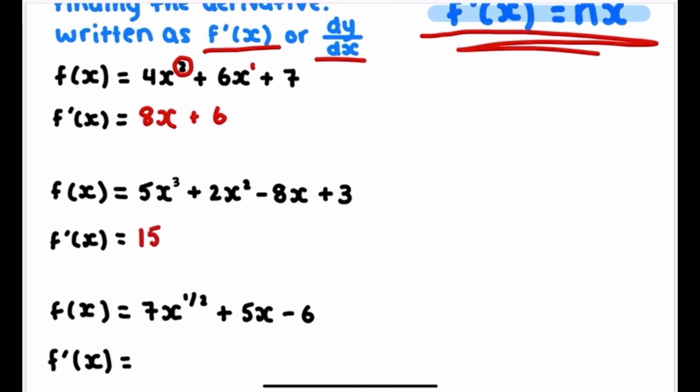So again, times the 5 by 3 and take 1 off the power would be 15x to the power of 2, plus 2x times 2 is 4x, take 1 off the power is to the power of 1, then the minus 8x would just be minus 8, and again 3, as it's an integer, the derivative would be 0, so we don't need to add anything else to this expression. So for the final one, we need to times 7 by a half, which would be 7 over 2x to the power of minus a half, as we are taking 1 off the power. For the plus 5x, this would just be plus 5, and the minus 6 again would be 0 when differentiated.